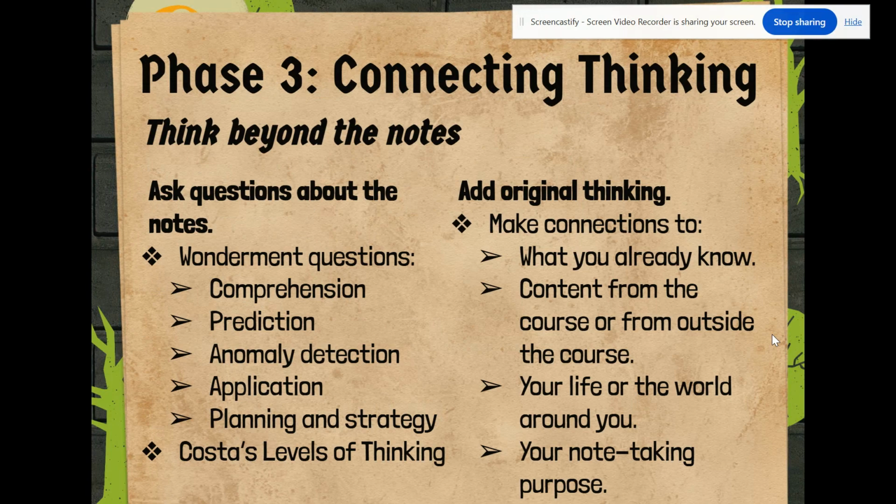So now that you have your notes written and you have processed your notes, you've gone back through your notes, you're going to ask questions about your notes. Wonderment questions. So you're going to try and comprehend them, predict different things, use application, planning, and strategy. You're going to use Costa's levels of thinking. We're going to talk about that more later. And then you're going to add original thinking. So not only what you were told, but now you're going to write your thoughts on there as well. You're going to make connections with things you already know, things that happened in your life or your world already. And you're going to connect it to your note-taking purpose.